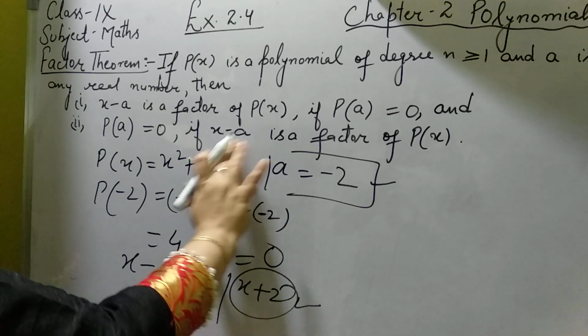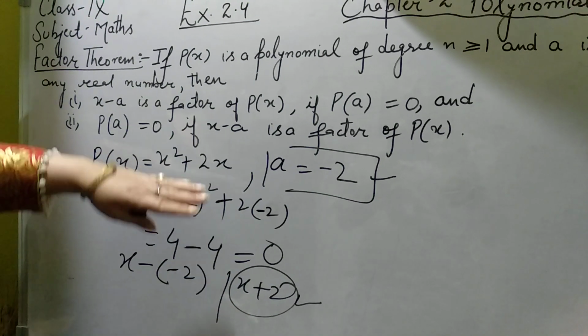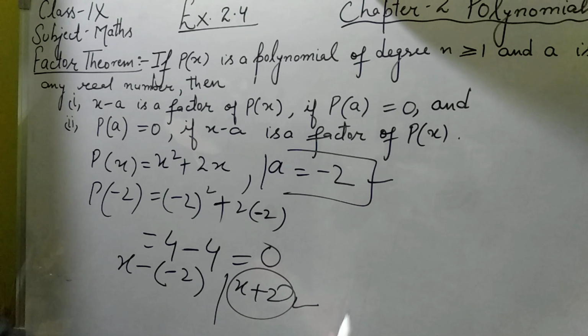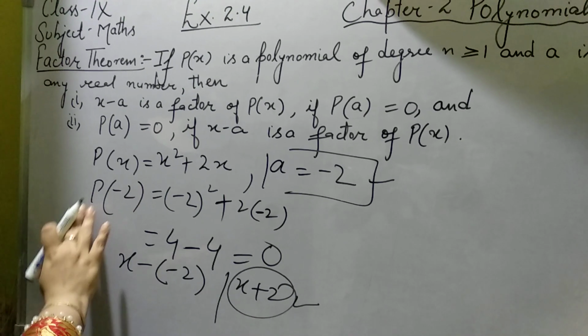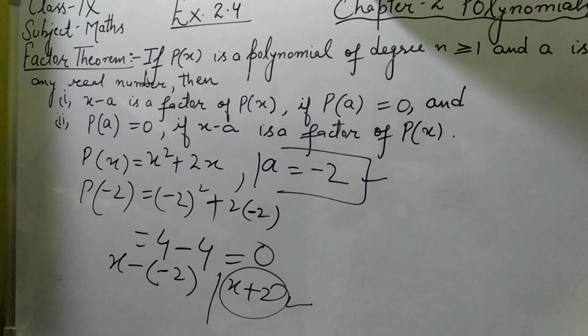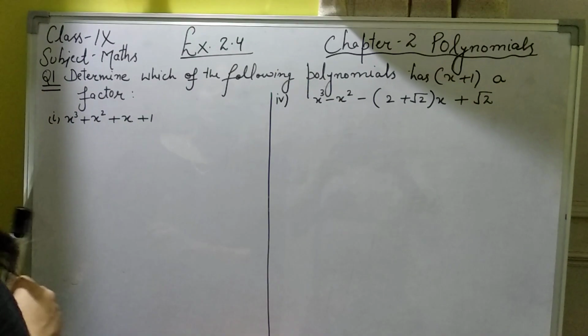If x minus a is a factor of the polynomial, again, if x plus 2 is a factor of the polynomial, then x equal to minus 2 will give 0, so p of minus 2 will be 0. So this is our factor theorem. Now let us start with exercise 2.4.